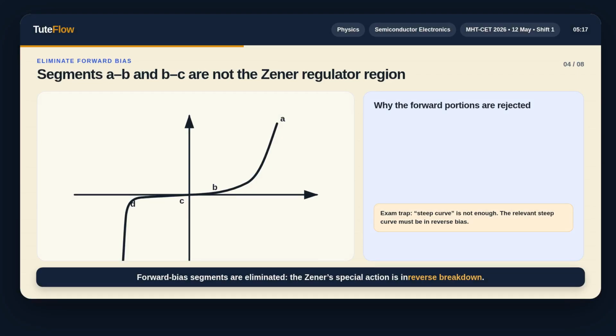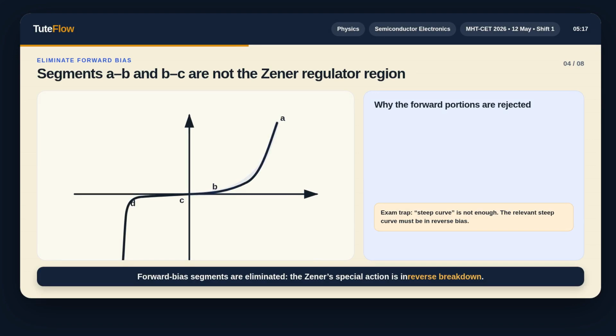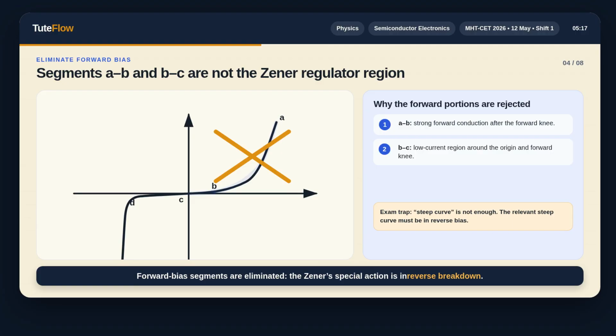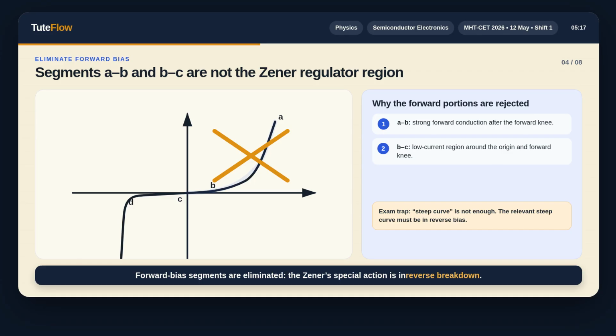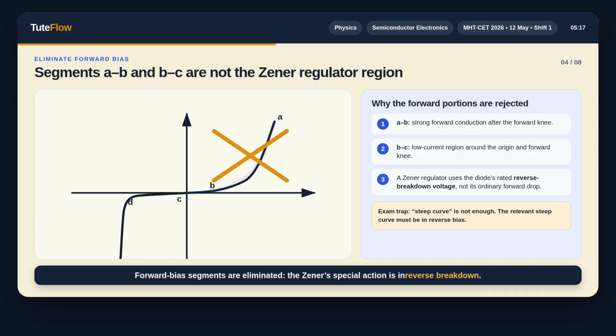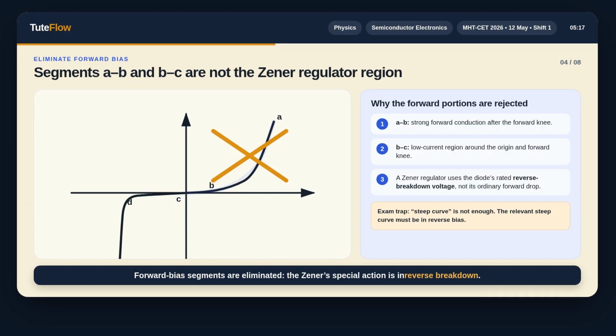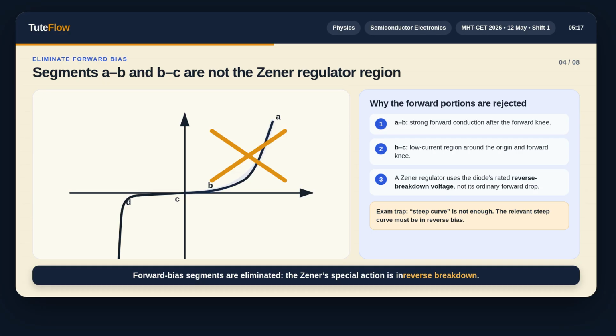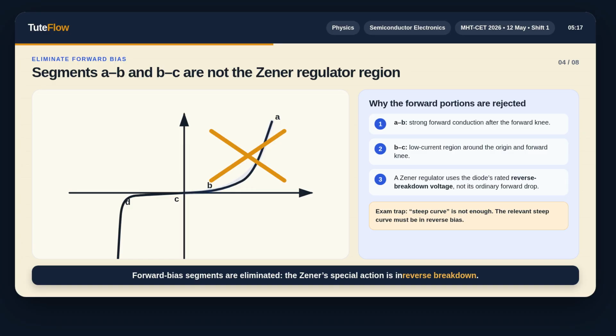Check the forward bias side first. Segment AB belongs to strong forward conduction, and BC is the low current region around the origin and forward knee. An ordinary forward bias diode can clamp near its forward drop, but that is not the defining voltage regulator operation of a Zener diode. The question specifically tests the special Zener property, controlled reverse breakdown at a rated Zener voltage. So the forward portions AB and BC are eliminated.